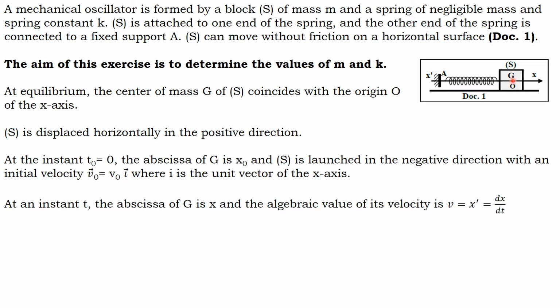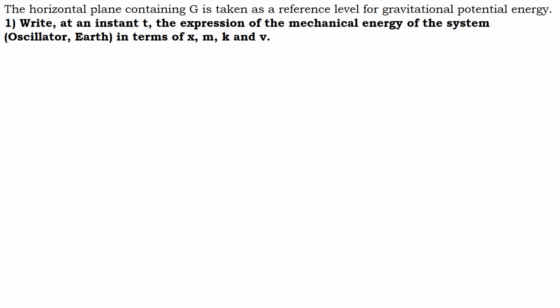S is displaced horizontally in the positive direction, which means to the right. At instant t0, the abscissa of G is x0, and S is launched in the negative direction with an initial velocity v0 equals v0 i, where i is the unit vector of the x-axis. At instant t, the abscissa of G is x, and the algebraic value v of the velocity is x prime, or dx by dt. The horizontal plane containing G is taken as a reference level for gravitational potential energy.